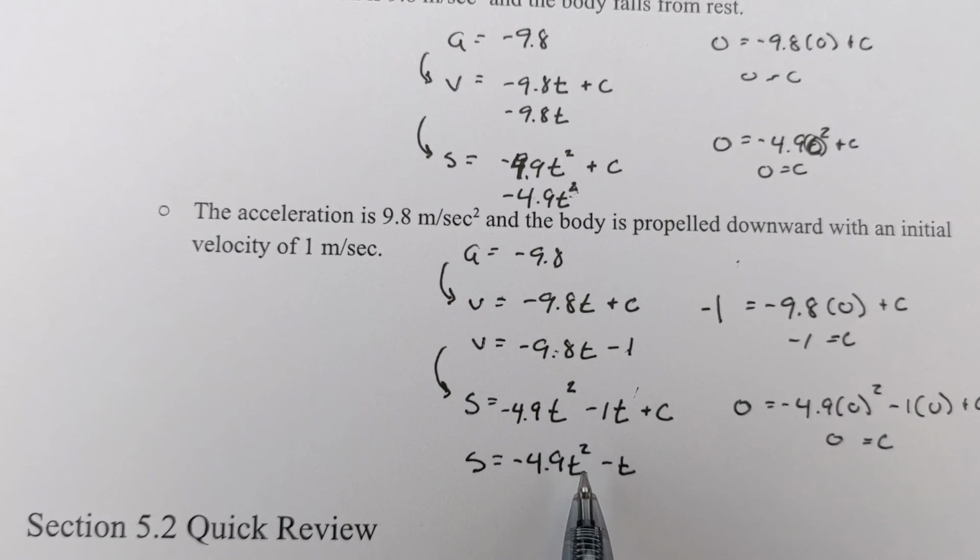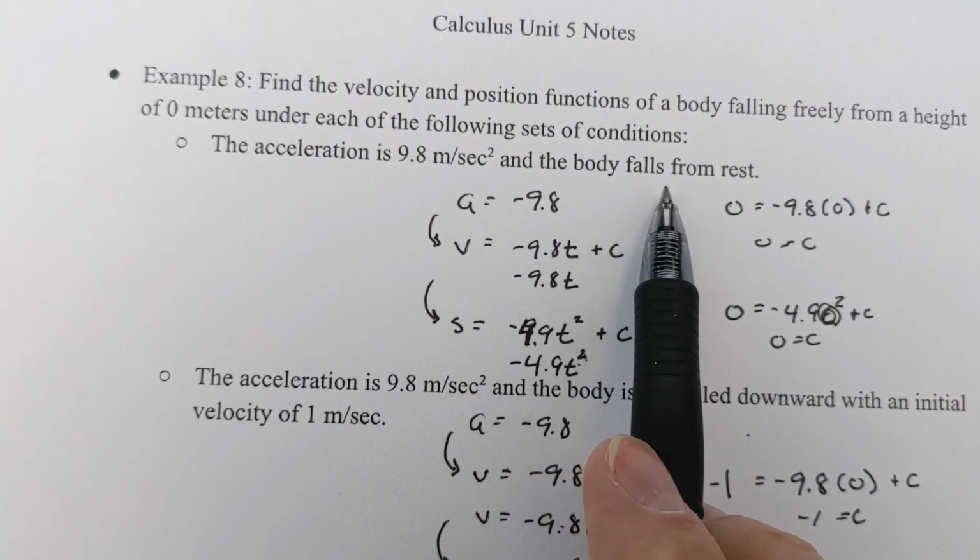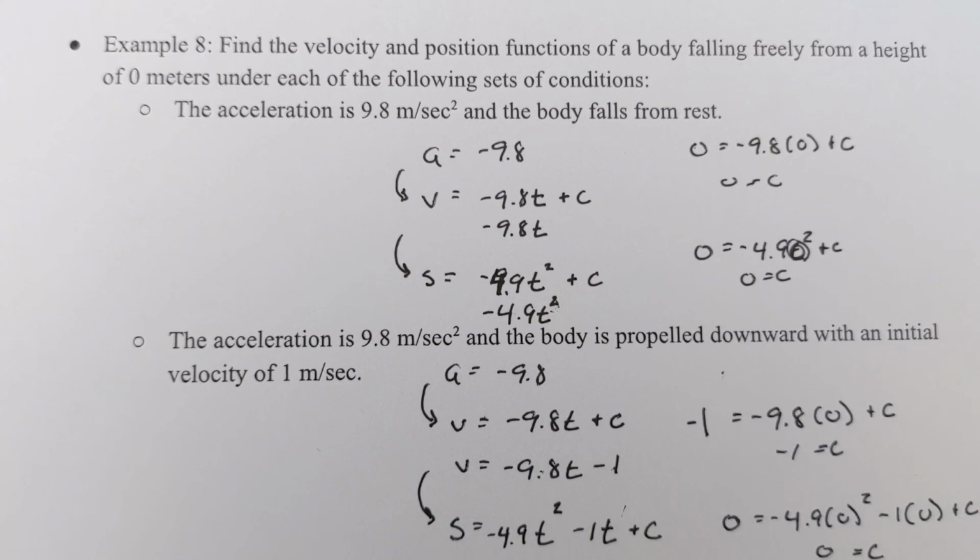So there's the position equation, assuming we have an initial velocity of 1, versus from rest, initial velocity 0. But that brings us to the end of this section.